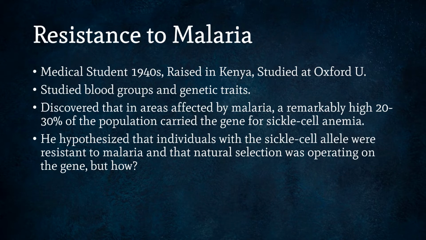So here is one case study that we're going to look at: resistance to malaria. The story starts with a medical student in the 1940s who was raised in Kenya and studied at Oxford University. He studied blood groups and genetic traits and discovered that in areas affected by malaria, a remarkably high 20 to 30% of the population carried the gene for sickle cell anemia. He hypothesized that individuals with a sickle cell allele were resistant to malaria and that natural selection was operating on the gene. But how? Remember that an allele is just a different version of a gene, so it's an altered form of the normal gene.